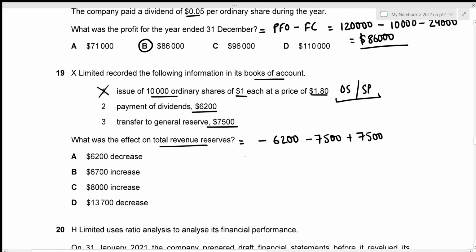So the total effect is just negative 6,200. And this negative represents the decrement. So the correct answer we're looking for is 6,200 decrease.